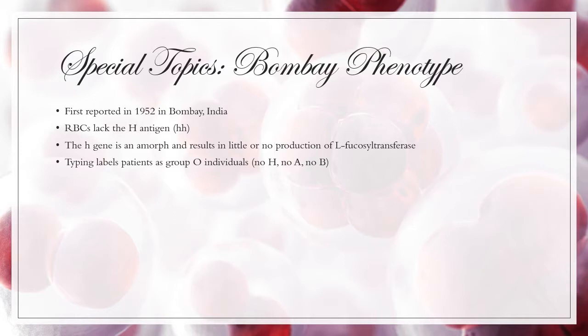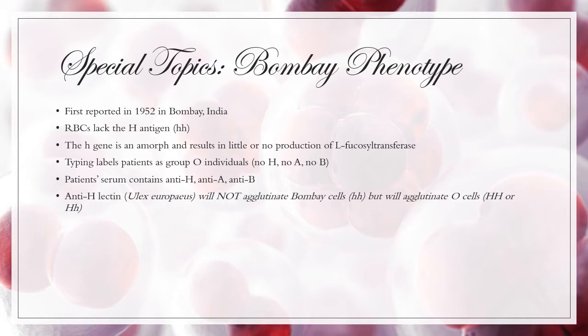If you type the patient, they will type as an O blood type, but they don't have any H, and they don't have any A, and they don't have any B. So in their serum, they have anti-H, anti-A, and anti-B. We have something called anti-H lectin, Ulex europaeus, which will not agglutinate Bombay cells, but will agglutinate O cells. This is how you can tell if the person is a Bombay individual.